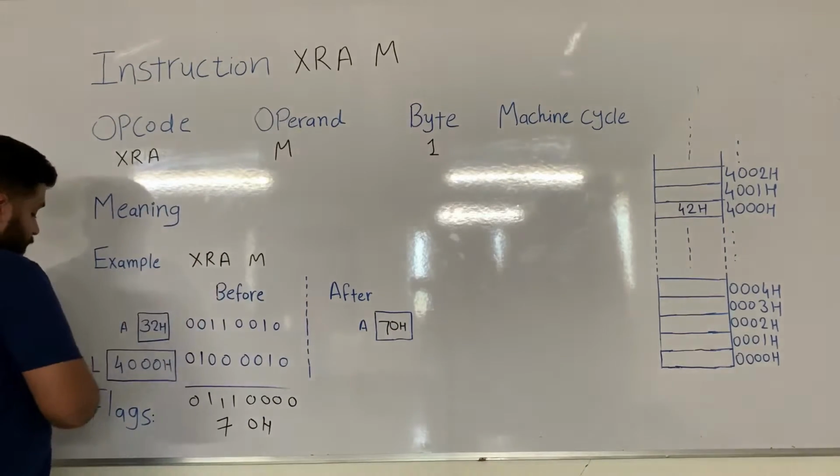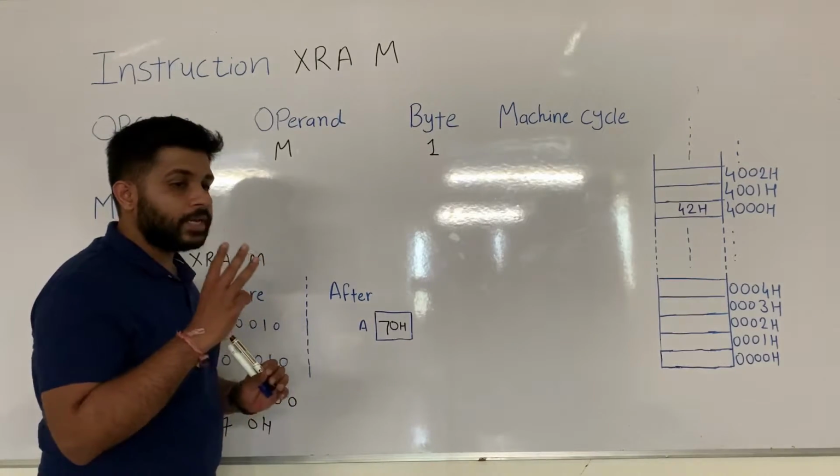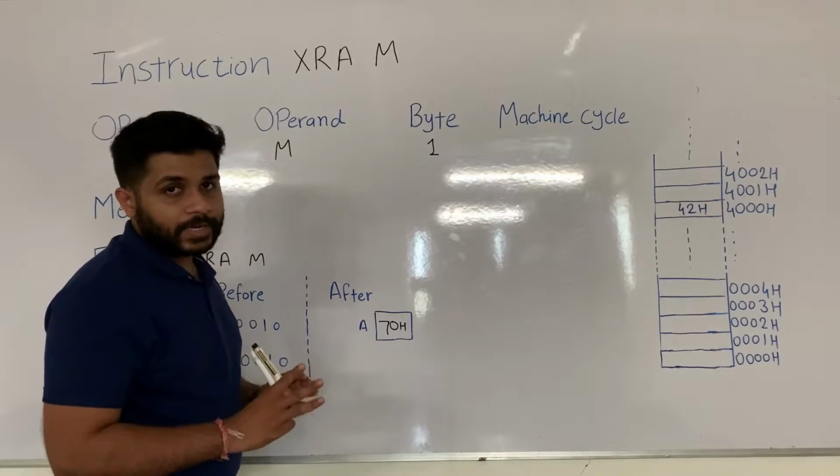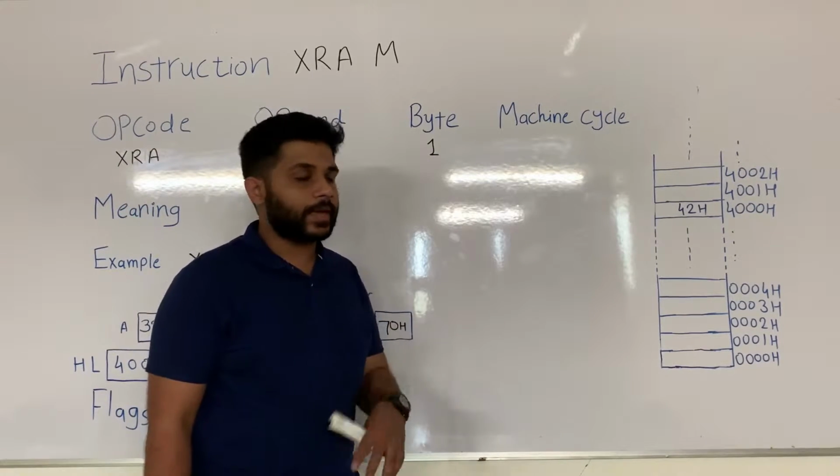Now, which flags are affected? Because this instruction is a logical instruction, only 3 flags will be affected according to the answer, that is the sign flag, parity flag and the zero flag.